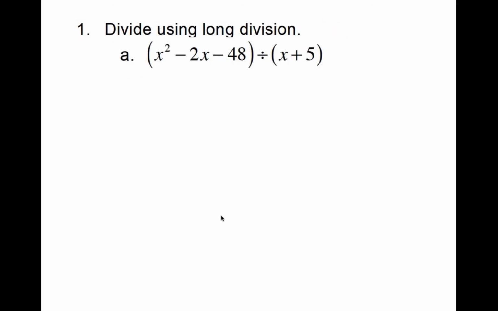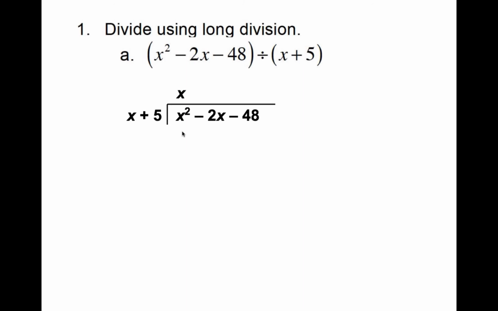So notice we're dividing x squared minus 2x minus 48 by x plus 5. So to do this, this is getting divided by x plus 5. That goes in front. So ignore the 5 for a minute. You just look at the first term and the first term. X times what is x squared? Well, that would be x. The next step is to multiply this x to everything over here. So we have x times x, that's x squared. X times 5 is 5x.